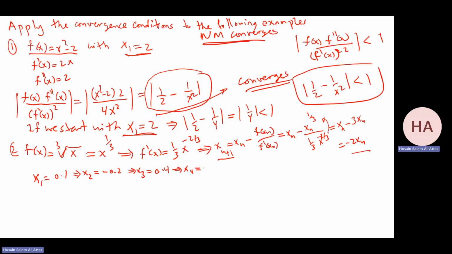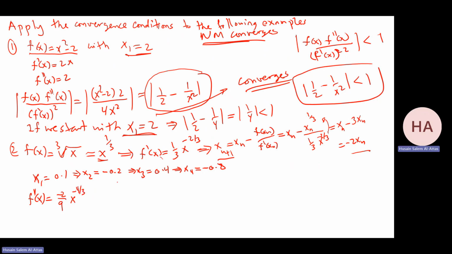x4 will be minus 0.8. I know that the 0 is 0, so I'm going far away from this. So now if I check this formula, I need f double prime. F double prime would be what? Minus 2/9 x to the power minus 4/3.